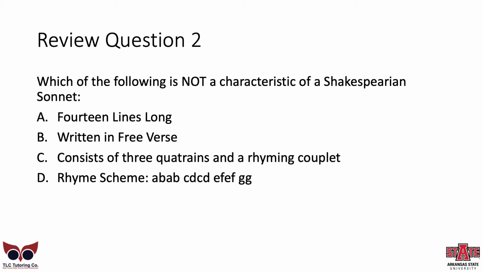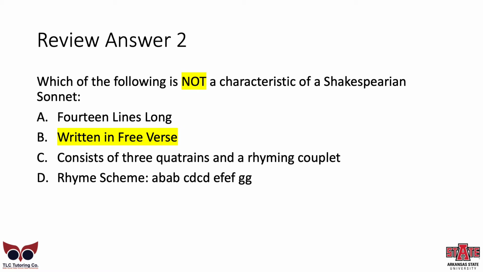Which of the following is not a characteristic of a Shakespearean sonnet? Please note the word not in this question, meaning that 3 of these will be characteristics of a sonnet and only 1 will not. A. 14 lines long. B. Written in free verse. C. Consists of 3 quatrains and a rhyming couplet. Or D. The rhyme scheme A, B, A, B, C, D, C, D, E, F, E, F, G, G.